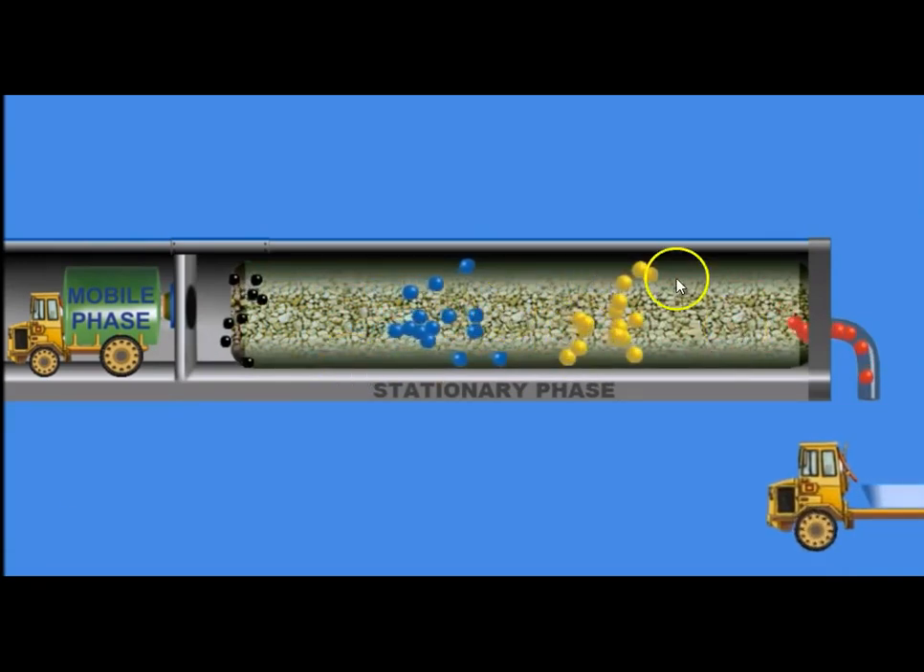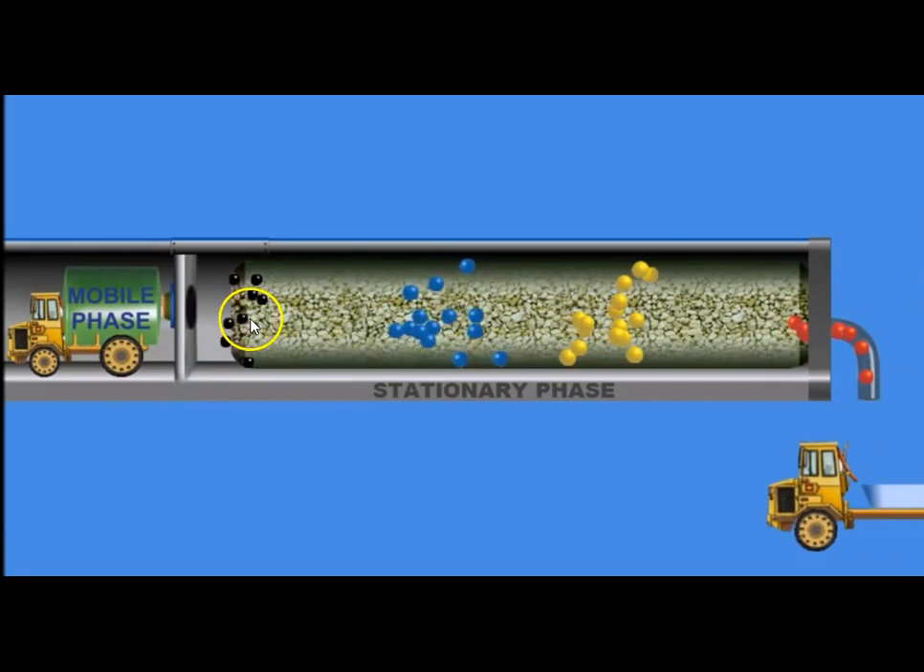So you can see that the red chemical, whatever it is, has traveled through faster. So it's more attracted to the mobile phase. The yellow and the blue and the black are doing a lot more adsorbing. So they're attracted to the stationary phase and then they desorb back into the mobile phase. So they adsorb and desorb.